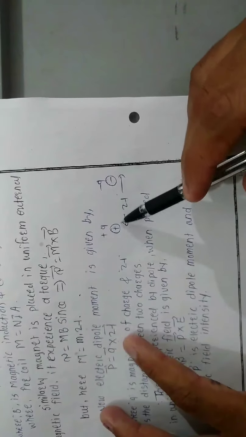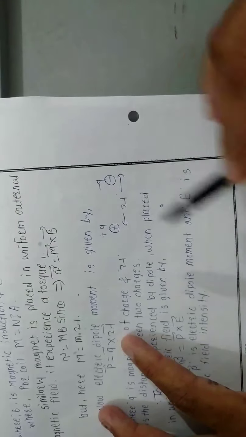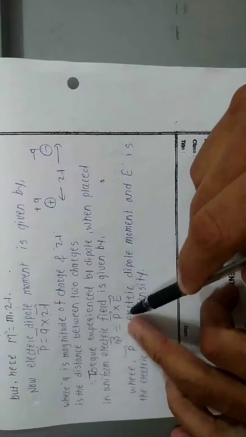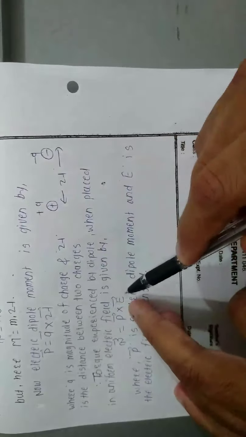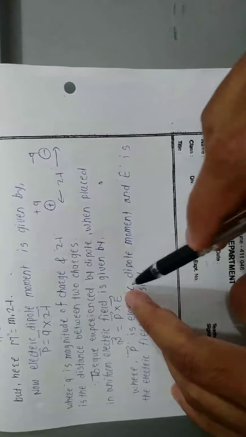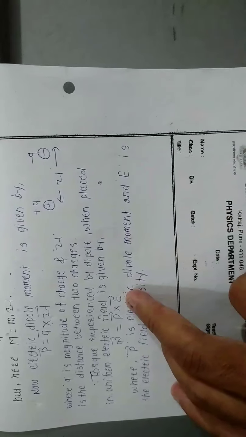If this dipole is placed in a uniform electric field, the torque experienced by the dipole is given by P cross E. P is the electric dipole moment and E is the electric field intensity, the strength of the electric field.